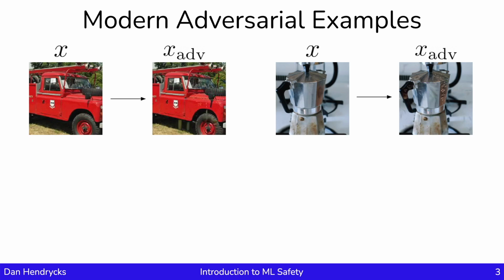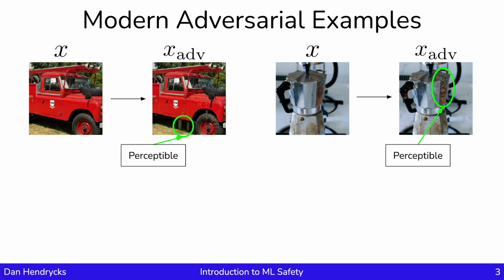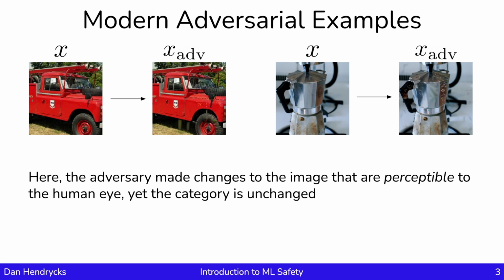Let's look at some examples. There's X and XAdv. XAdv is the adversarial example. So with the red truck, we can see that there are some changes to the image, and likewise for the coffee maker. There are perceptible changes. The shadows changed, for instance, and on the coffee maker, there are markings. Here, the adversary made changes to the images that are perceptible, but the category is unchanged. Consequently, the adversary still was able to cause the model to make a mistake, and that's a problem for safety.